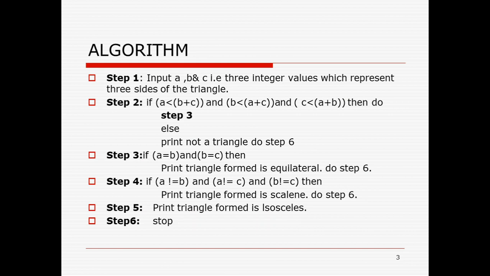So here is the algorithm. As you can see, three values are taken as a, b and c. Then we check whether the triangle can be formed using this condition. If any of these conditions is false, the triangle cannot be formed. Then we check whether the triangle is equilateral by checking the equality condition between A, B and C. If none of the sides are equal to one another, it is scalene. Otherwise, it is an isosceles triangle.